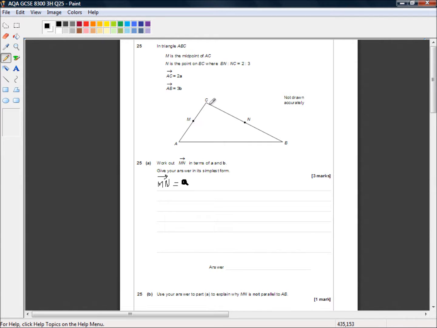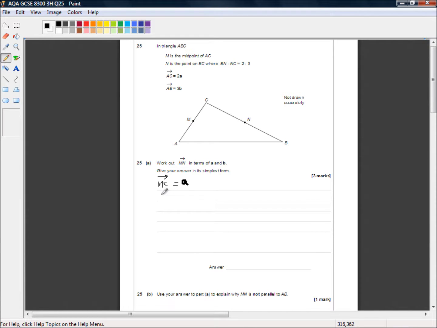Okay, so we've got MC, and I've written MN for some reason. I meant to write MC. MC is equal to vector a. So now we need CN. Well, for that we're going to need to get CB. So to get from C to B, we need to go backwards across AC, so that's negative 2a, and then we need to go all the way from A to B, which is 3b. So it's negative 2a plus 3b.